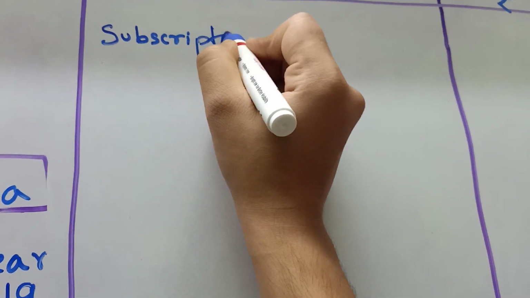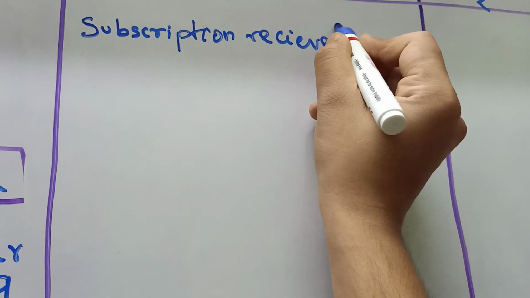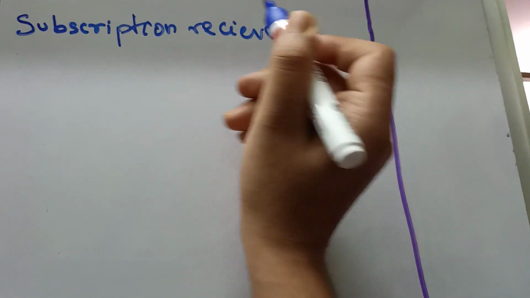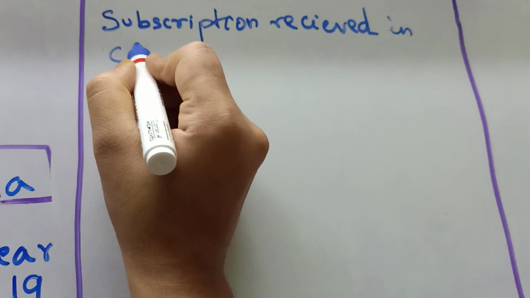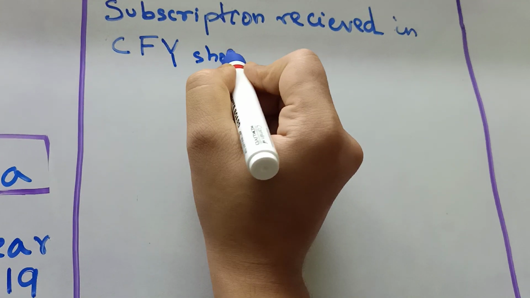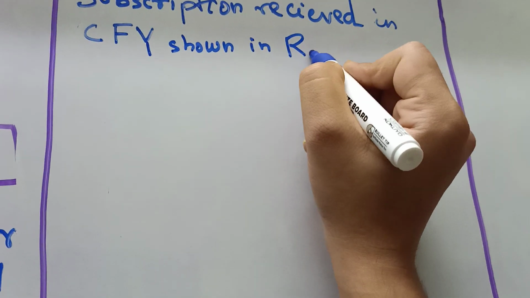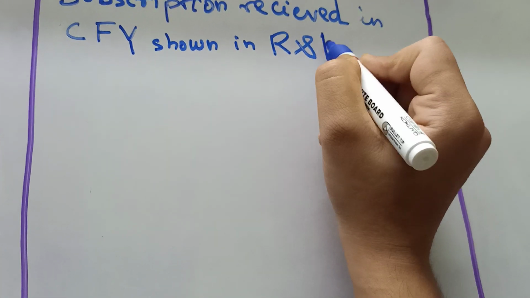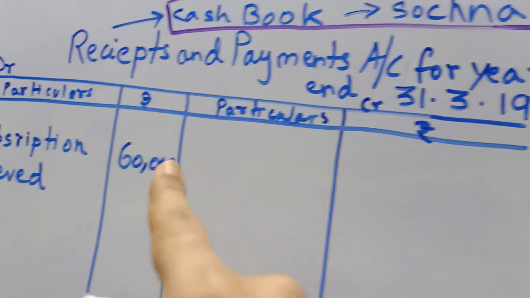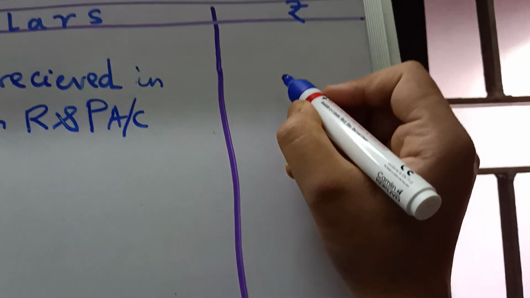Subscription received in current financial year, shown in, I'm writing this in short form, shown in receipts and payments account. So what's the amount? It is 60,000. So I put this 60,000 over here.